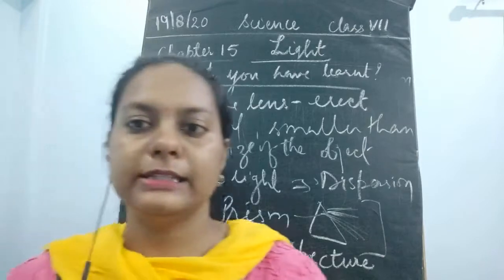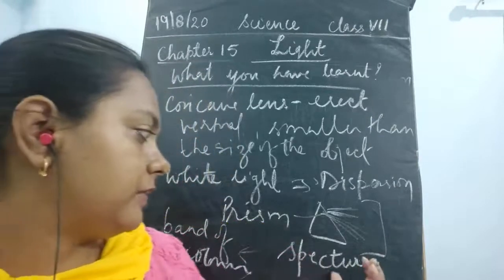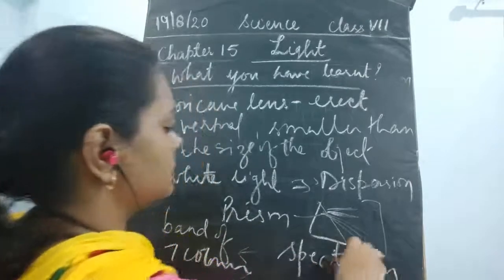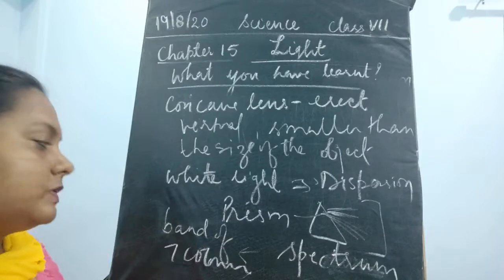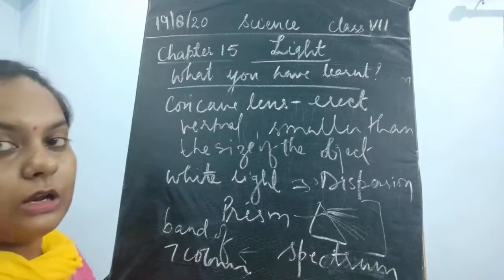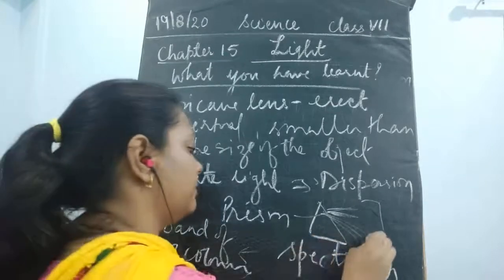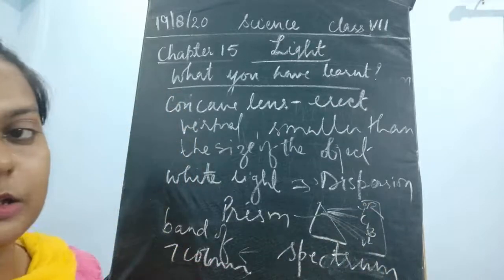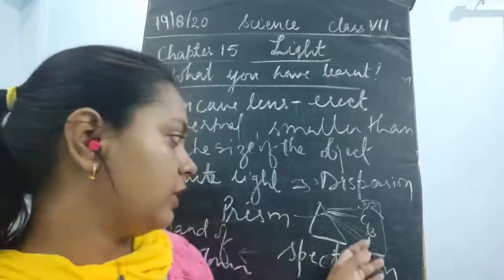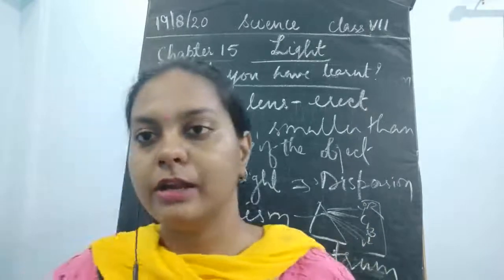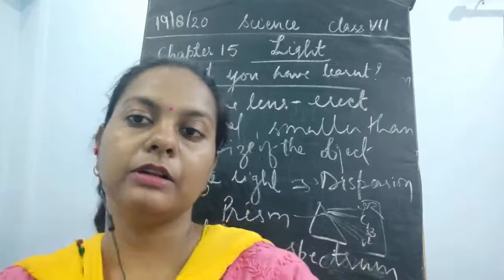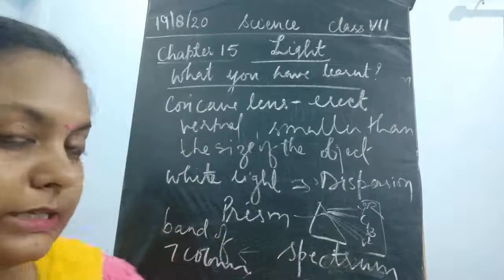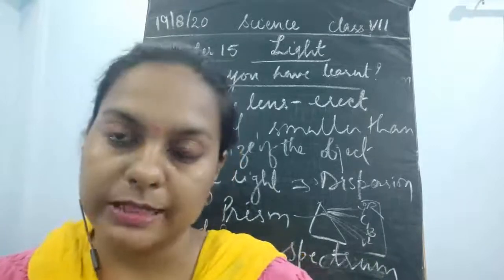We have already studied this dispersion and spectrum. The spectrum is of 7 colors, known as the rainbow colors, and it is in the form of VIBGYOR. I have also expanded the full form of VIBGYOR, which means violet, indigo, blue, green, yellow, orange and red. We have also seen the dispersion phenomenon, which is very easy to understand because it takes place through the prism.